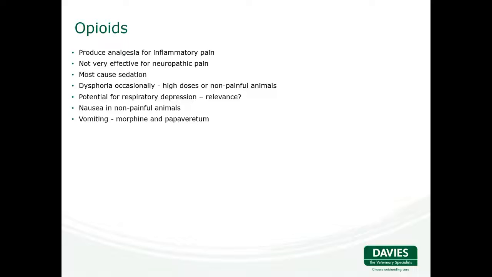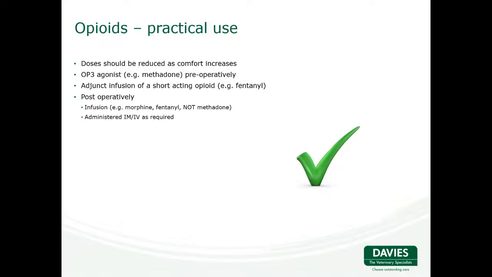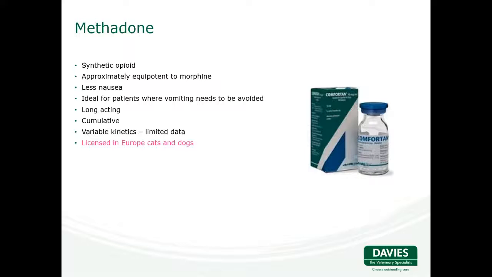They will cause sedation, as we all know, and we use that. They can cause dysphoria. At high doses and certain drugs, they can cause respiratory depression. They can cause nausea and particularly vomiting, which can be a bad thing in animals, say with damaged eyes or other problems where we really don't want them to vomit. We tend to want to use OP3 agonists like methadone pre and peri-operatively, and we might want to use something really potent and short-acting as well.